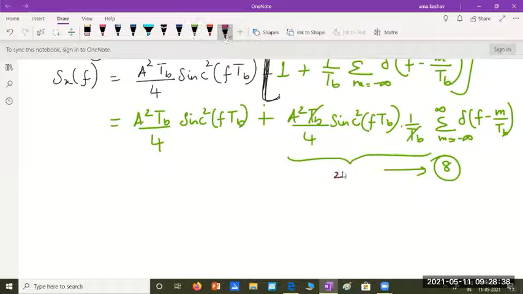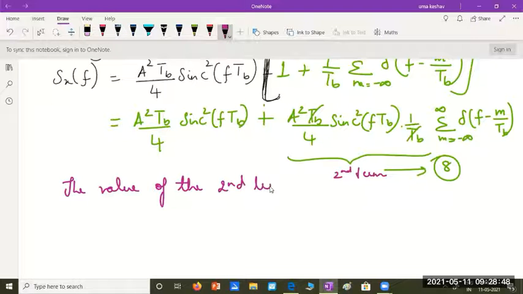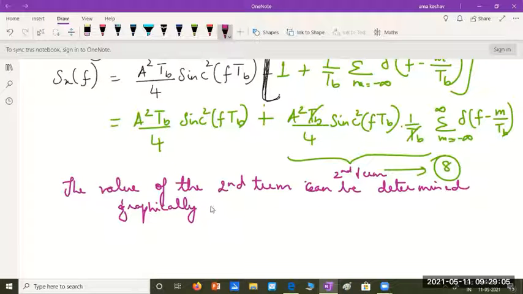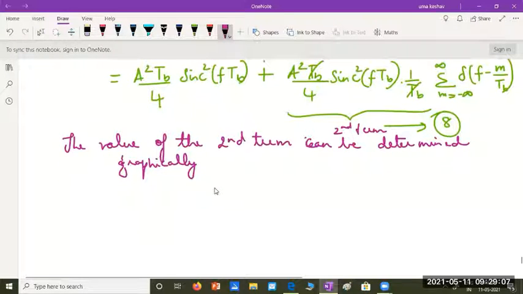I'll say, the value of the second term can be determined graphically rather than this one. So let us try to plot the graph of, I'll try to find what is the graph of sinc square fTb.